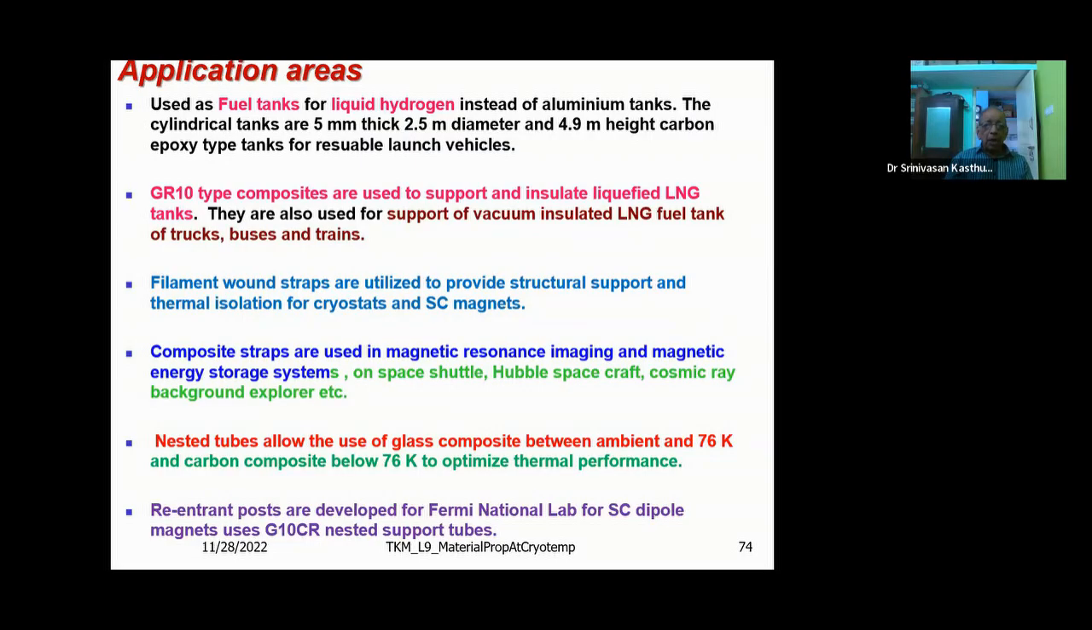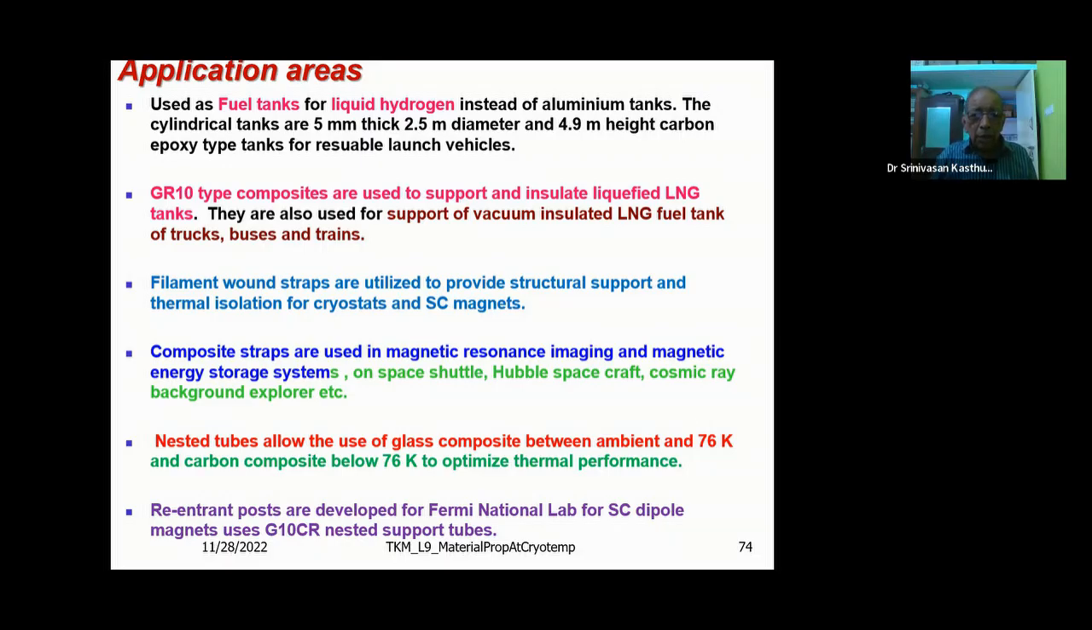Okay, now what are the application areas? There are a large number of application areas. Cryogenic fuel tanks. See, we are talking about the space missions and so on, right? Now, ISRO is using cryogenic tanks for storage of fuels and oxidizers. For that, you can use composite materials for fuel tanks for liquid hydrogen, instead of aluminum tanks. The typical tanks are 5 mm thick, 2.5 meter diameter and 4.9 meter height.